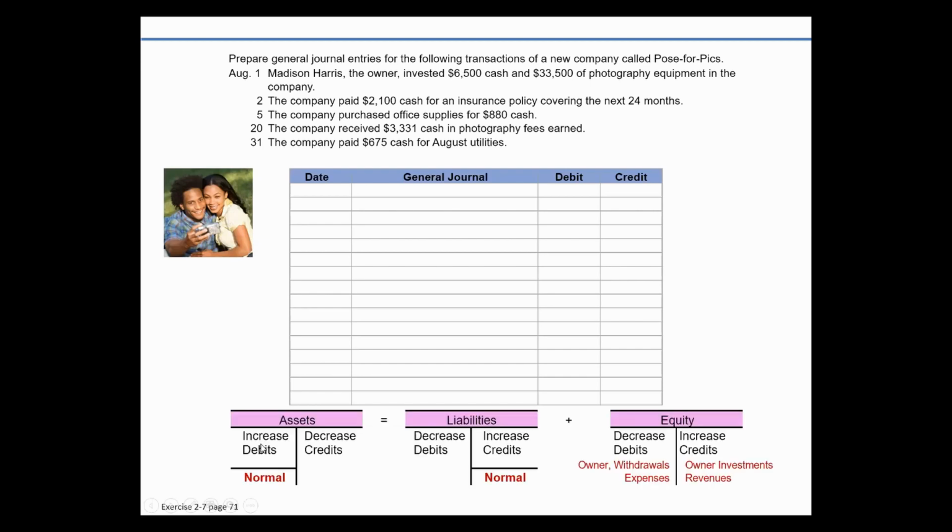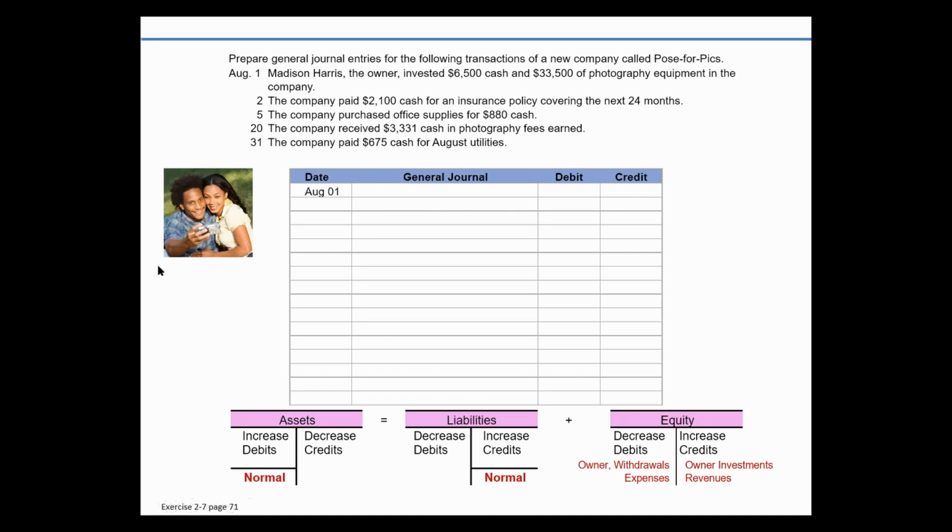An increase is a debit, which is again on the left-hand side, and then a decrease with a credit, which is on the right-hand side. And the normal balance for an asset is on the left-hand side, on the debit side. And then liabilities are just the opposite. So they decrease with a debit, increase with a credit, and the increase is on the right-hand side. And then equity, it's the same kind of thing. So equity decreases with a debit, so that would be the owner's withdrawals and expenses, and then increases with a credit, which would be the owner's investment and the revenues.